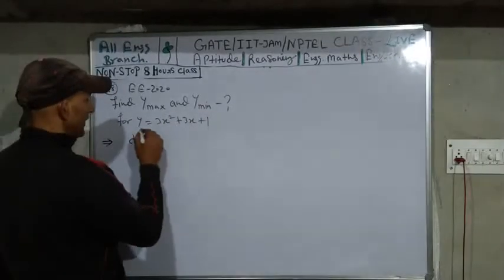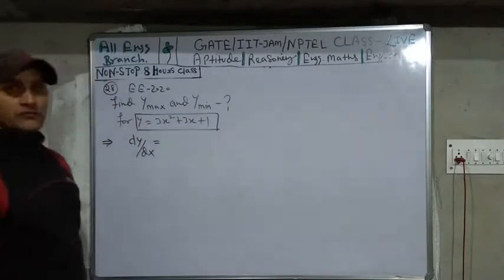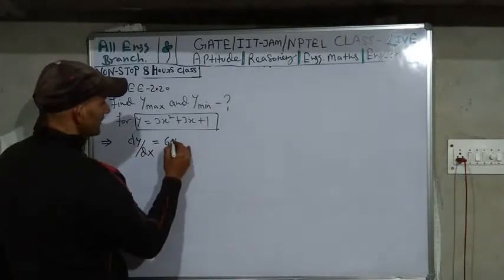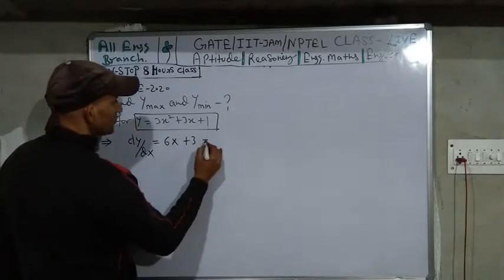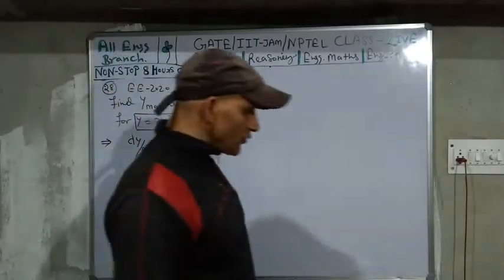Every time, if the examiner changes the function, no problem. You will differentiate with respect to x. So 6x plus 3. Then you will write it equal to 0. So why are you writing it equal to 0?